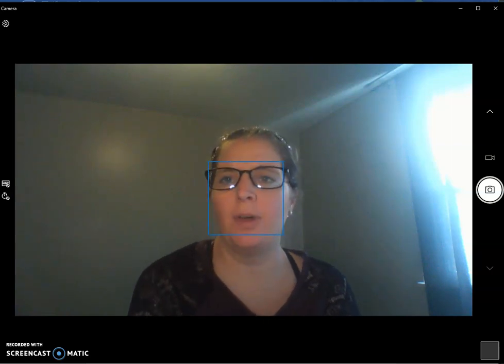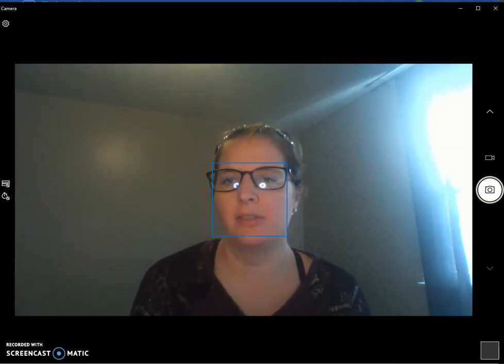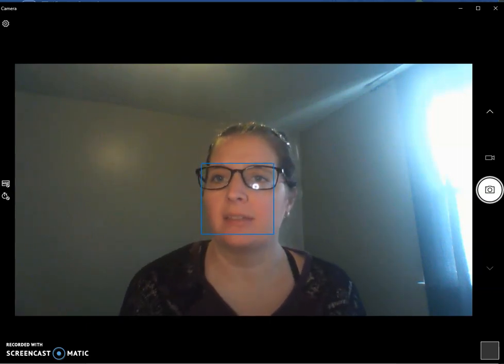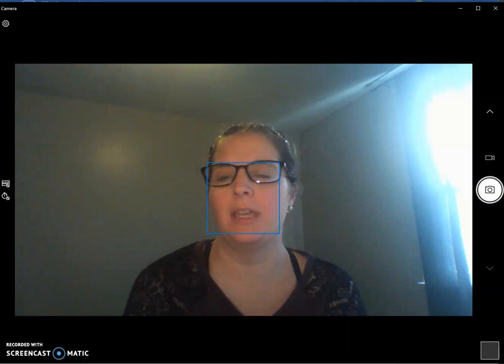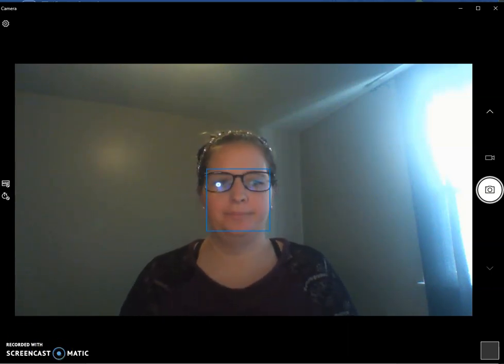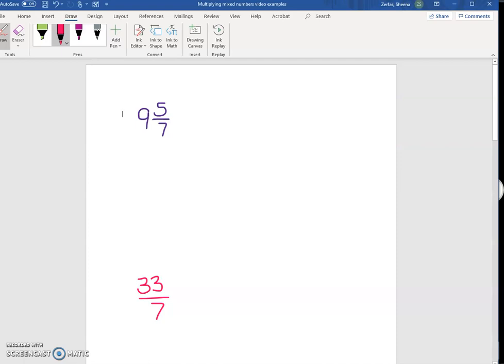Today we're going to review how to multiply mixed numbers. There are going to be lots of small steps in this lesson, so please make sure you take your time and you're showing your work for each step. In order to multiply mixed numbers, I do need to know two other skills before I can do that.